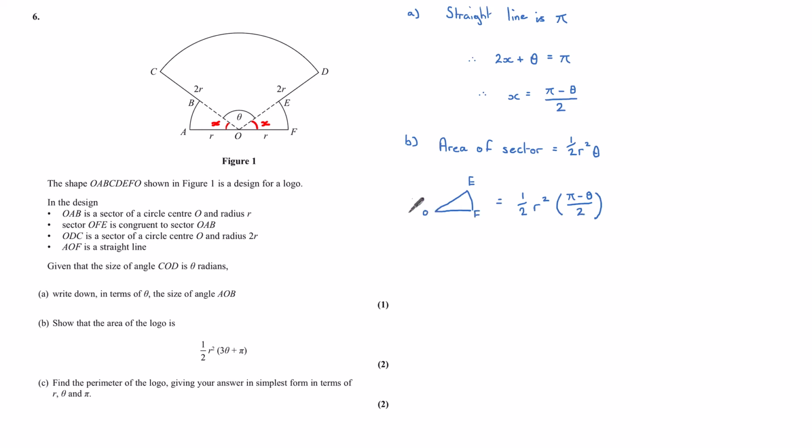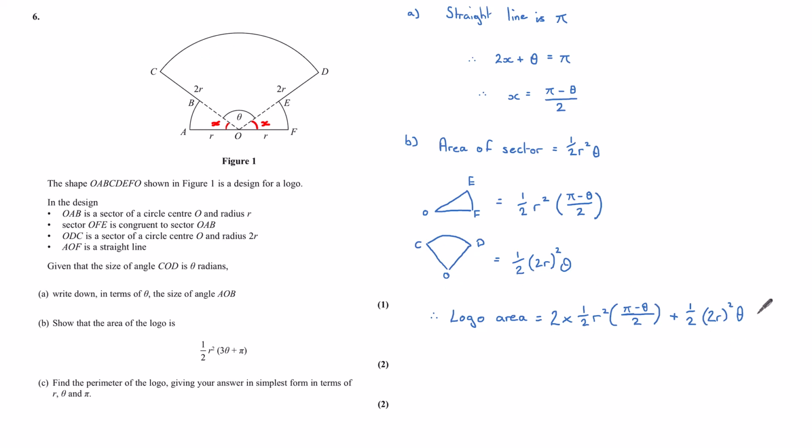Now I know I'll have two of these, but the second sector I need to find the area of is my OCD. Again, I've got a rather poor diagram. The area of this sector is going to be half times 2r, the radius of this, all squared, times theta, which is the angle in the middle there. Now the area of my complete logo is 2 lots of this OEF, so 2 lots of half r squared (pi minus theta) over 2, that's for the OEF and the AOB, plus the area of my OCD sector, which is half (2r) squared theta.